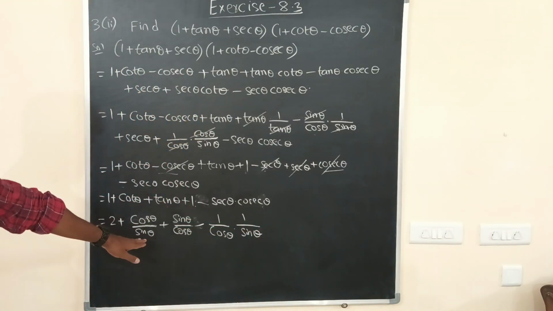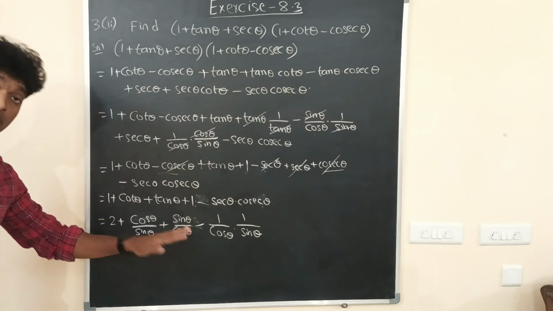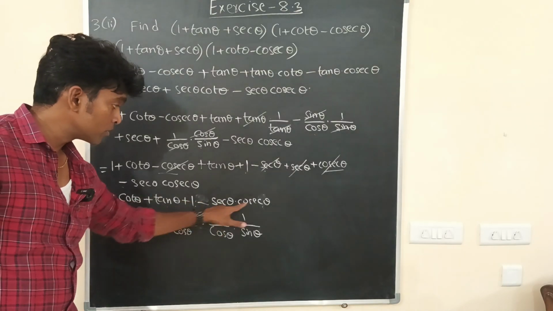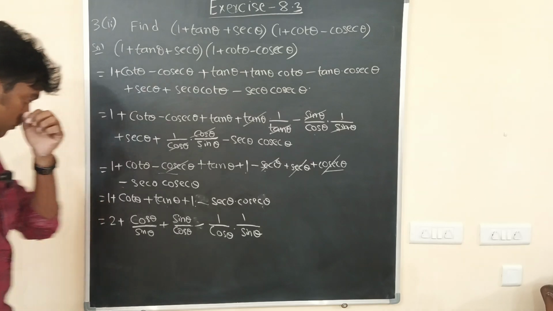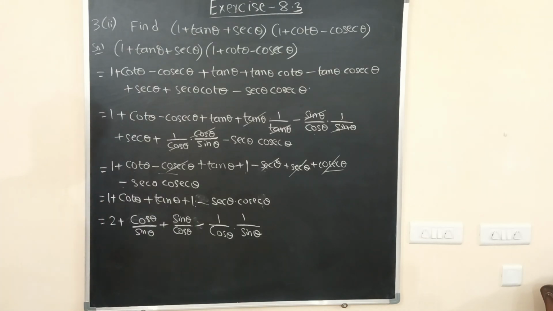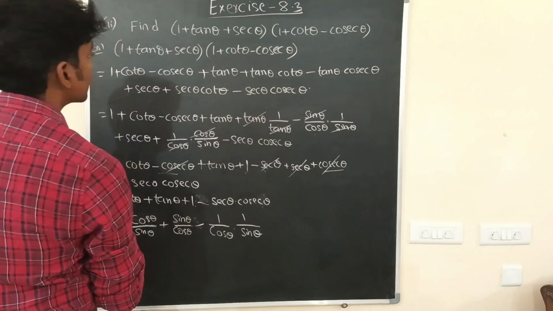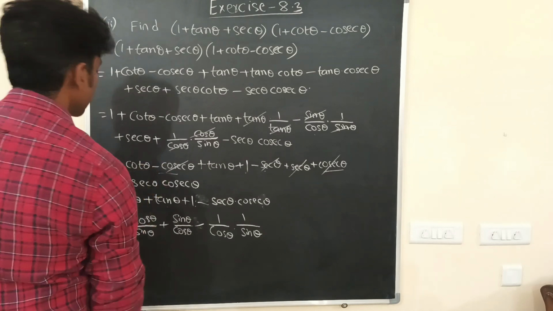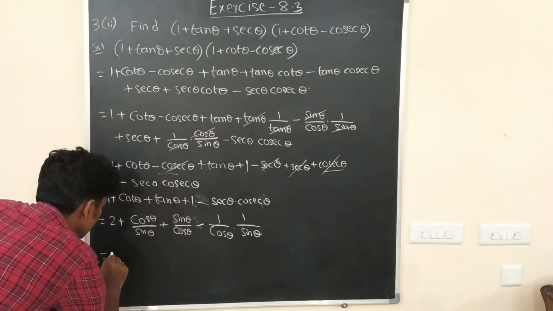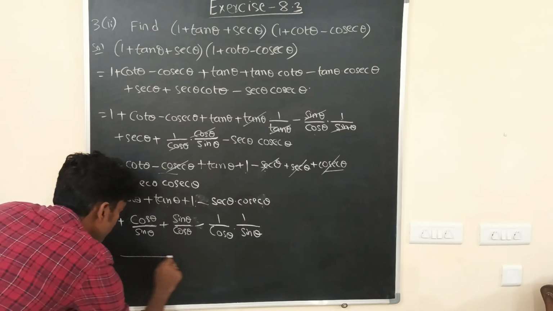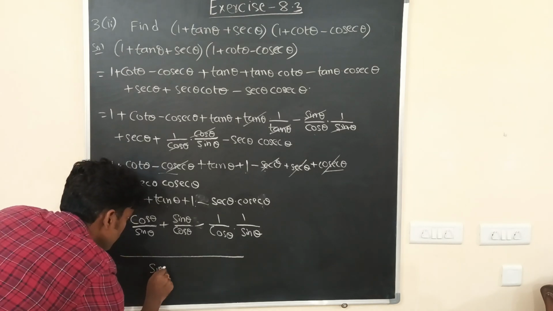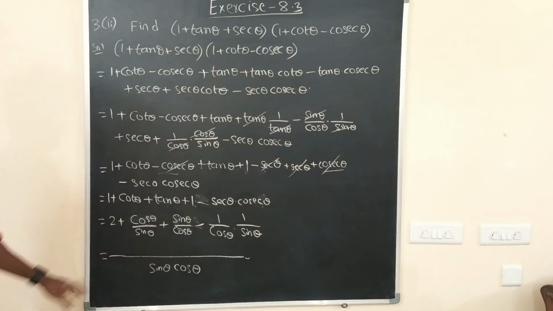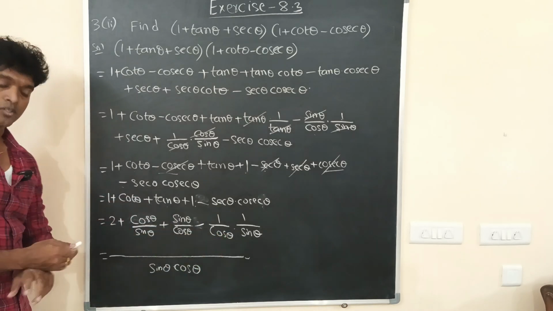Okay, hope you understood this one. I just wrote this one. Basics of trigonometry: cot is cos by sin, tan is sin by cos, secant is 1 by cos, and cosecant is 1 by sin. Okay, now take the LCM. The LCM will be sin theta into cos theta.